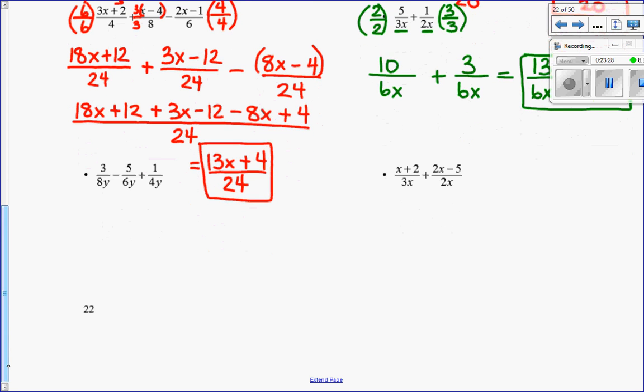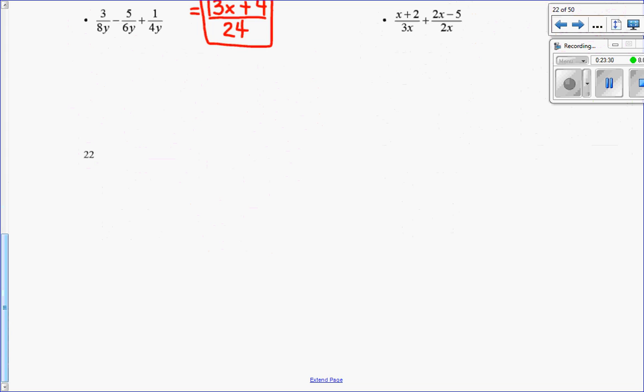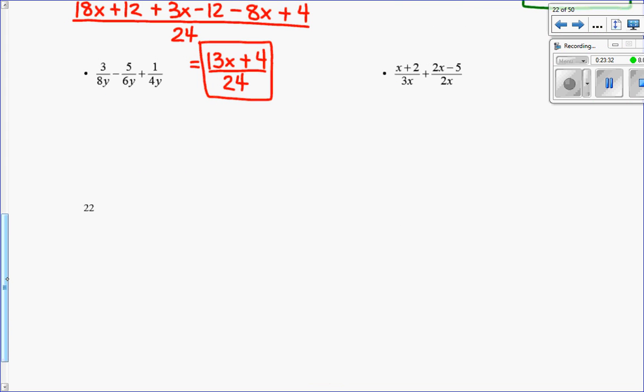Okay, moving along to the last two examples on this page. We've got denominators of 8y, 6y, and 4y. The least common denominator has to be something that 8 and 6 and 4 will all multiply to. So the least common denominator I can think of would be 24, because 8 times 2 would be 16. They don't all go into that. 8 times 3 would give me 24, and all 3 go into 24.